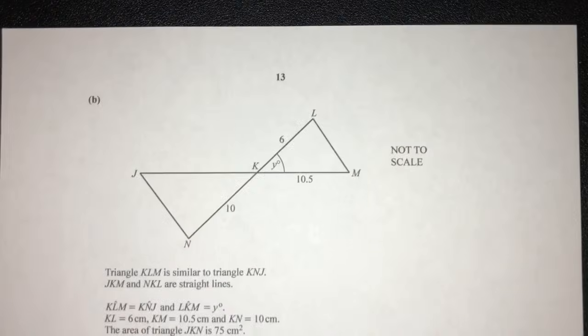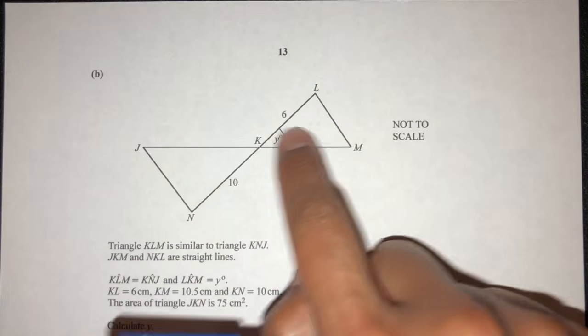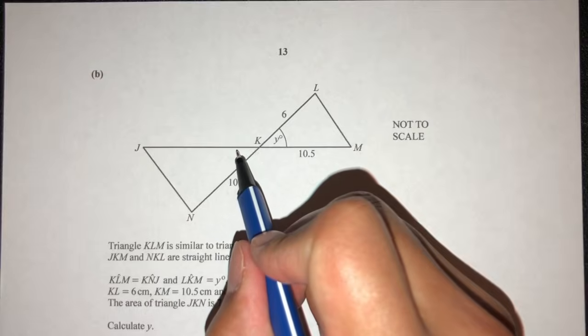Now let's move on to part B of the question. So here we have triangle KLM is similar to triangle KNG. So we know these two are similar. Now we can use the properties of similar triangles to find these values. One thing we have to know is that since these two angles are vertically opposite, they have to be the same. This is also y.